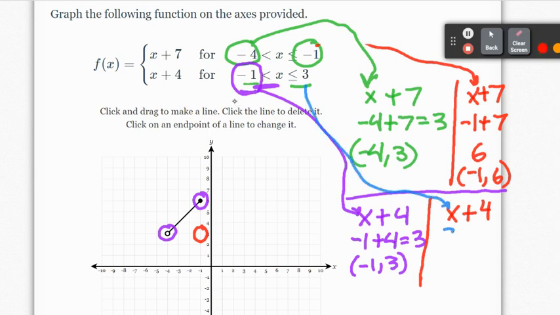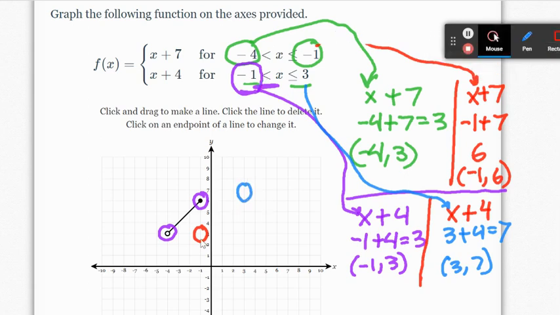And so then I get 3 plus 4 is 7. So that makes this graph go 3, 7 with a solid dot there. So 3, 7, and you put a solid dot on that one. With the generator here, I'm going to click there, click that one, open dot at negative 1, solid dot at positive 3, and this is the graph of this piecewise function.